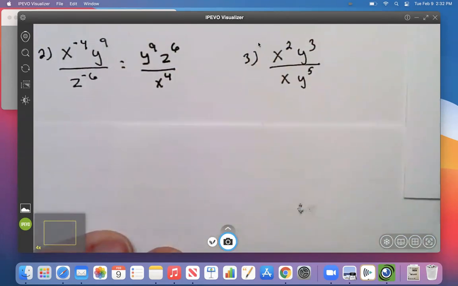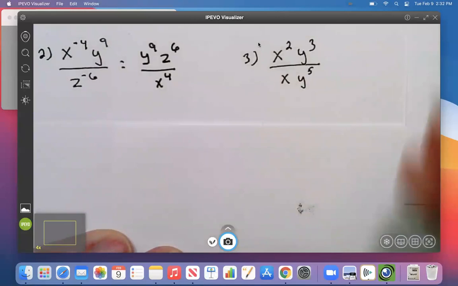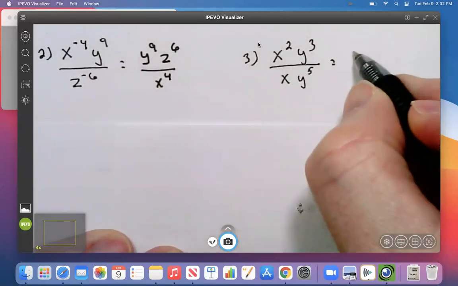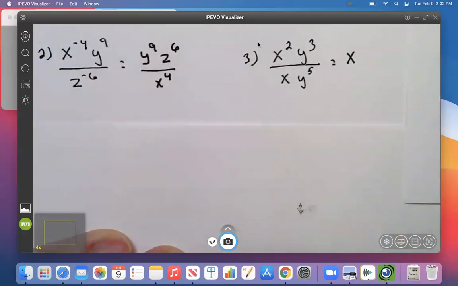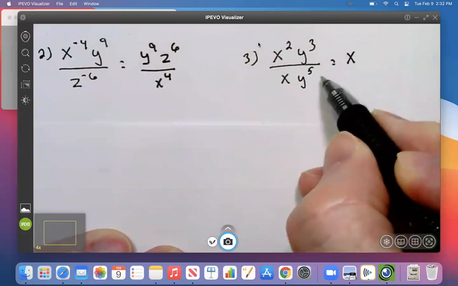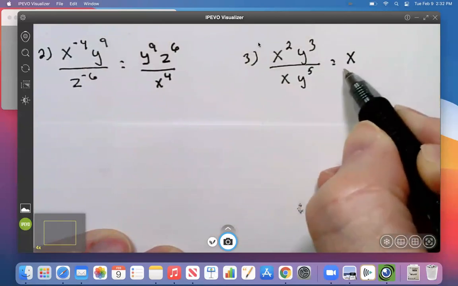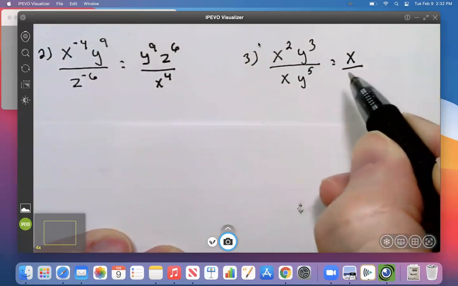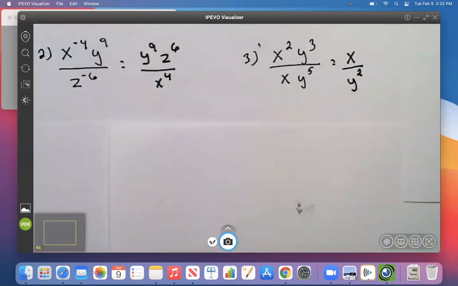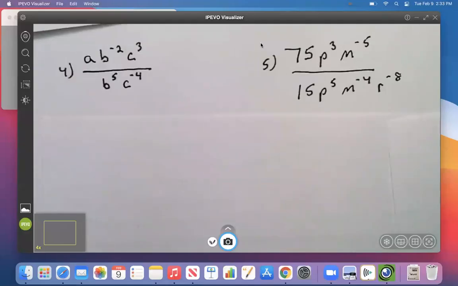On number 3, I have 2 minus 1 on my x's, which gives me x to the 1st up top. And on my y's, I have 3 minus 5, which is negative 2. Move the negative 2 down, make it positive 2 on the bottom. Or I got 2 more on the bottom than I do on the top. So when I cancel out, I'm left with 2 on the bottom. Your answer is x over y squared. Number 4.